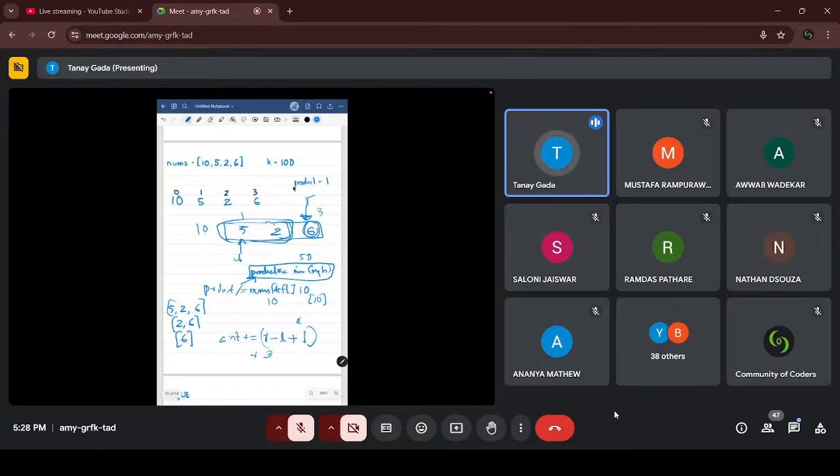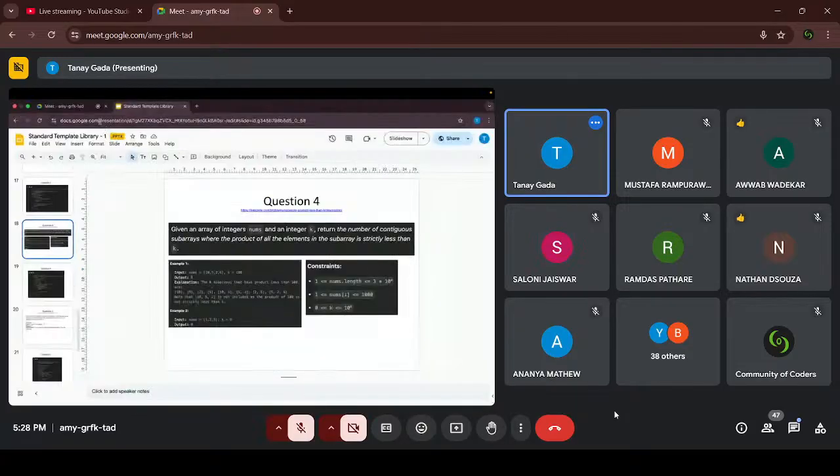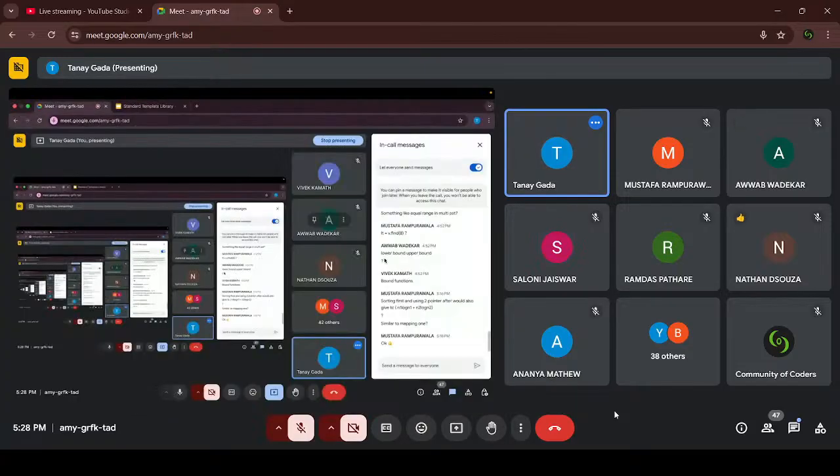Understood why we are taking R minus L plus 1? Any doubt in this approach, the window sliding?